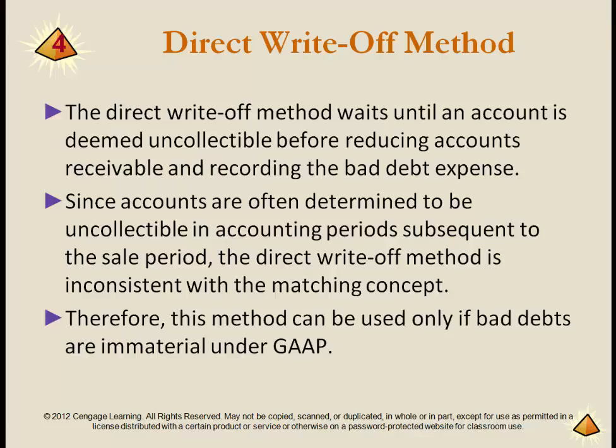There's no allowance method in this, and it's not GAAP. They can use it only if bad debts are immaterial under GAAP. But more often than not, it's going to be businesses that are not following GAAP. They're probably much more cash basis type accounting, and you'll see this in small businesses more than anything else.